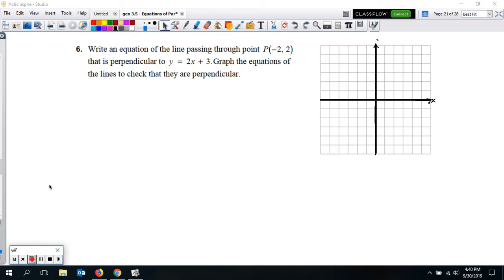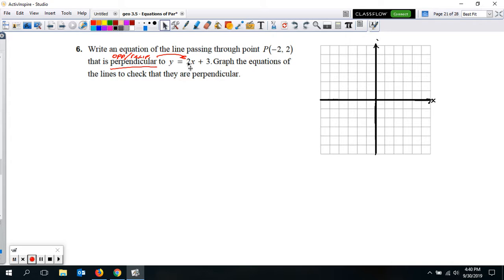Okay, so here on problem 6, this time it says write an equation of the line passing through point P that is perpendicular to our equation y equals 2x plus 3. And then we're also going to graph them on the coordinate plane to check that they are perpendicular. So the key word this time is perpendicular. The lines have to be perpendicular, which means their slopes are not going to be the same. They're going to be opposite and reciprocal of this slope.